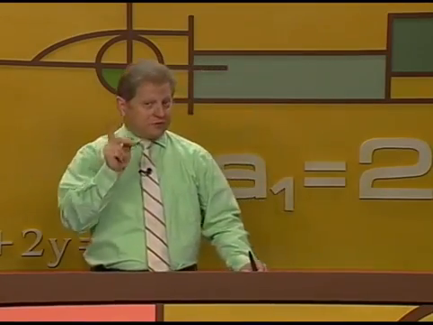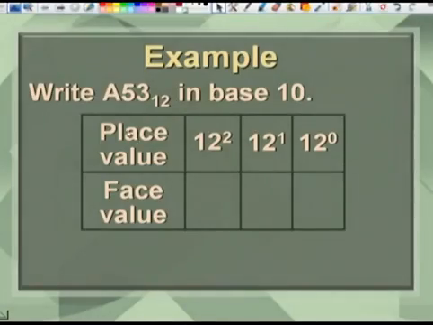Let's work with a base 12 number. A53 in base 12. Well, let's look at it in order. In the first place value, I have an A, and that's in 12 squared. So it's an A face value in 12 squared. It's a 5 face value in 12 to the 1. It's a 3 in 12 to the 0. Well, remember, anything to the 0th power is 1, so this is just plus 3.